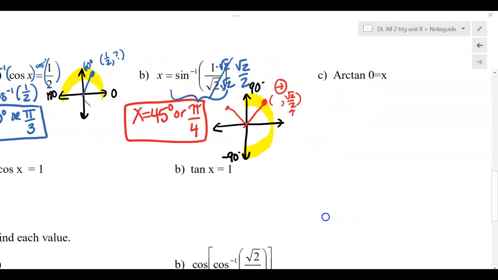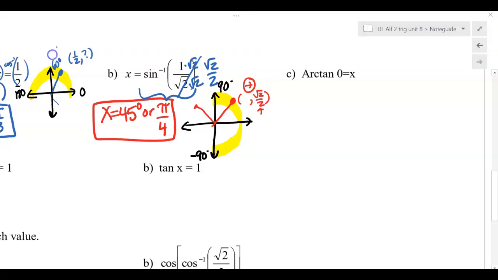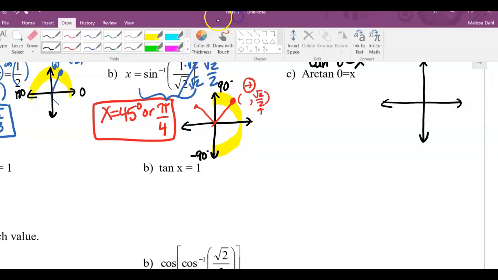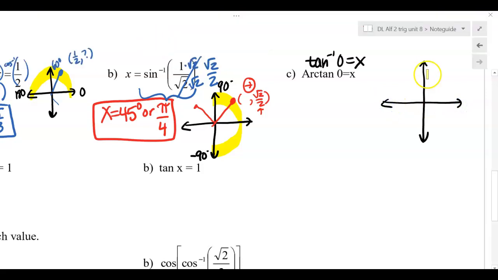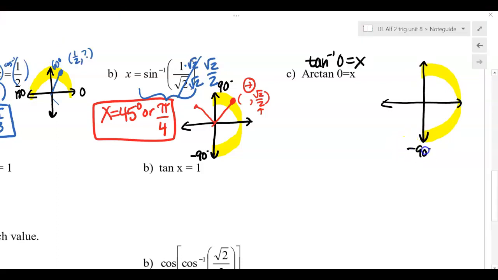Okay. The last problem I see here says arctan of 0. If the arctan part bothers you, remember this is the same thing as saying inverse tan of 0. And this is talking about inverse tan, which has the same restrictions as the sine value. So as I look for my answer or think about that circle, I'm really going to focus on this arc and specifically values that go from -90 to +90. And I'm looking for something that has a tangent of 0.